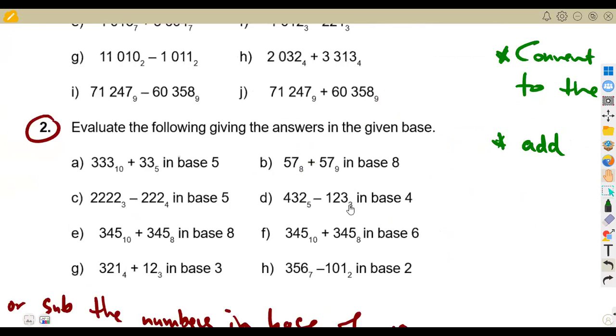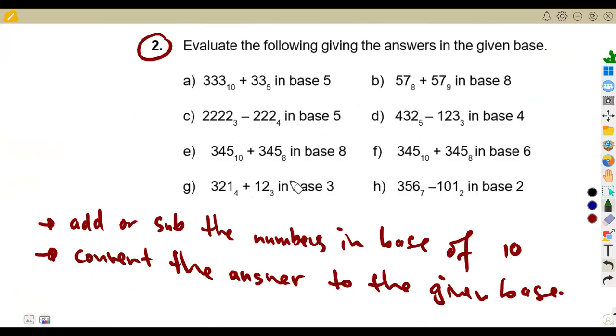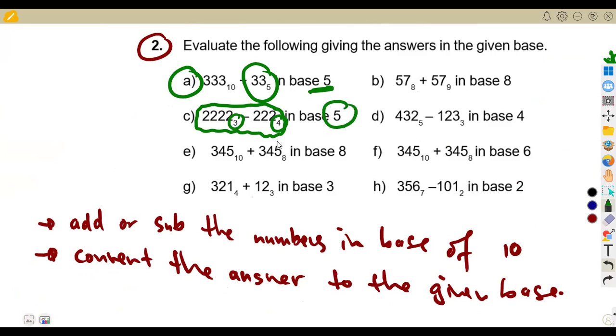Like for an example here, if you check, this is already in base 5. So it means we only have to convert this to base 5 because the answer is needed in base 5. But on a condition like this, all of these numbers, this is in base 3, this is in base 4, but the answer is needed in base 5. So there's a lot of conversion to be made in order for us to be in base 5.